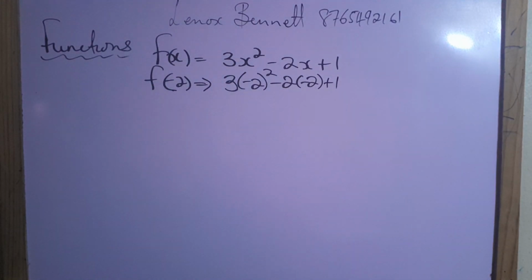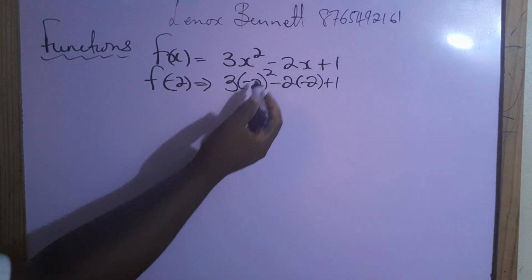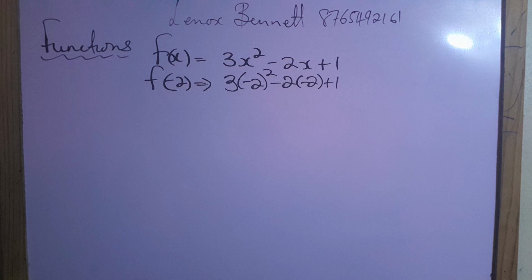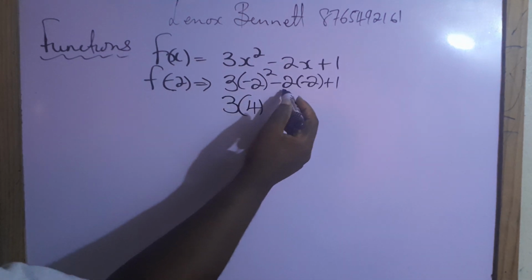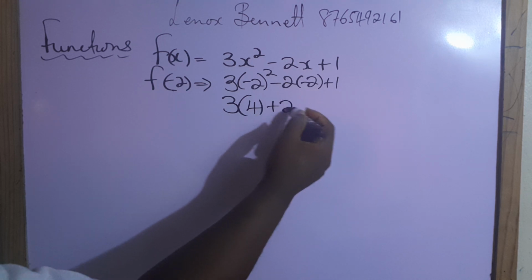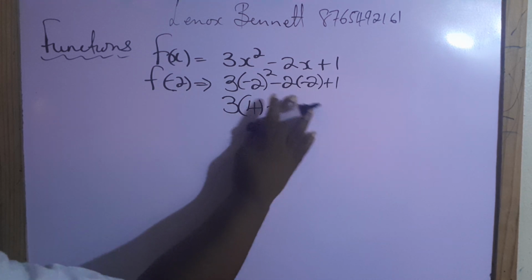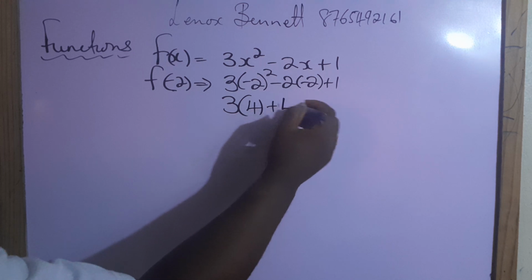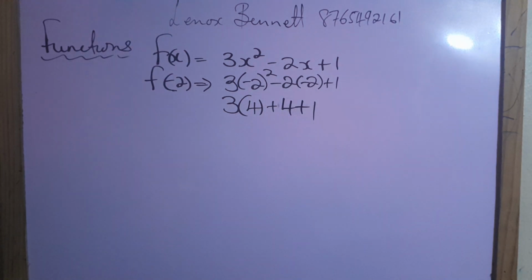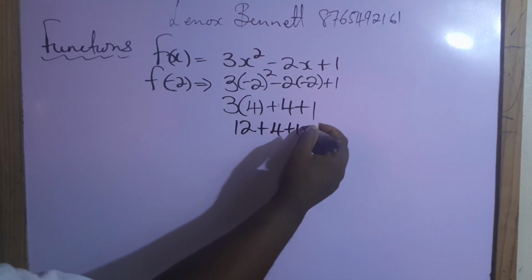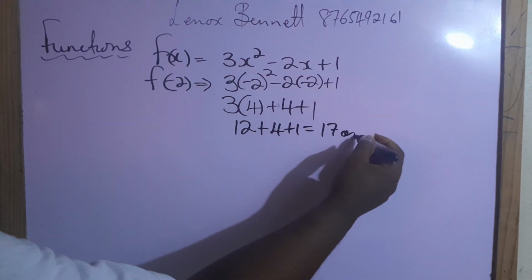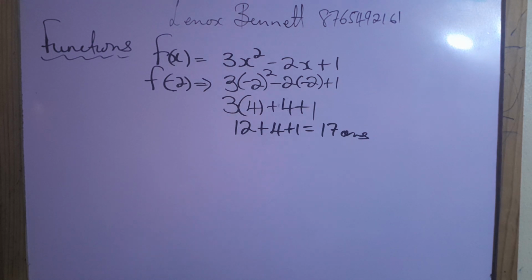Alright. According to the BODMAS rule, we must do the power part first. So we're going to square first. And of course, negative 2 times negative 2, that's positive 4. Negative 2 times negative 2, that's also positive 4. And then we add 1. So let's simplify. 3 times 4 is 12, plus 4, plus 1, which gives us 17. How many persons got that one correct? Let's look at another one.